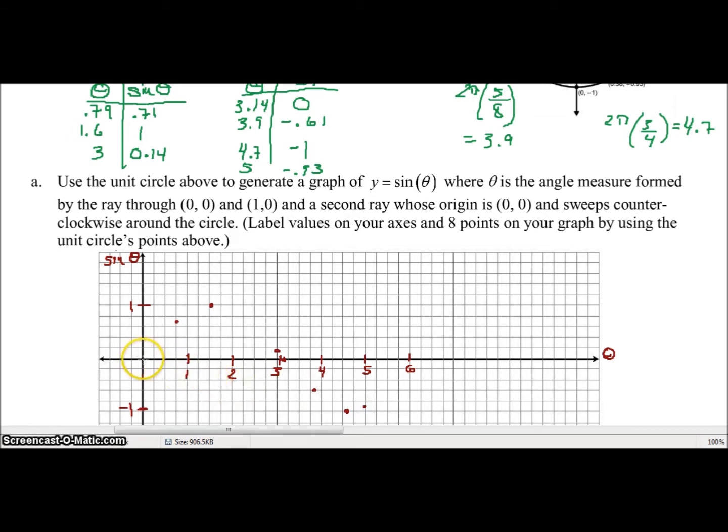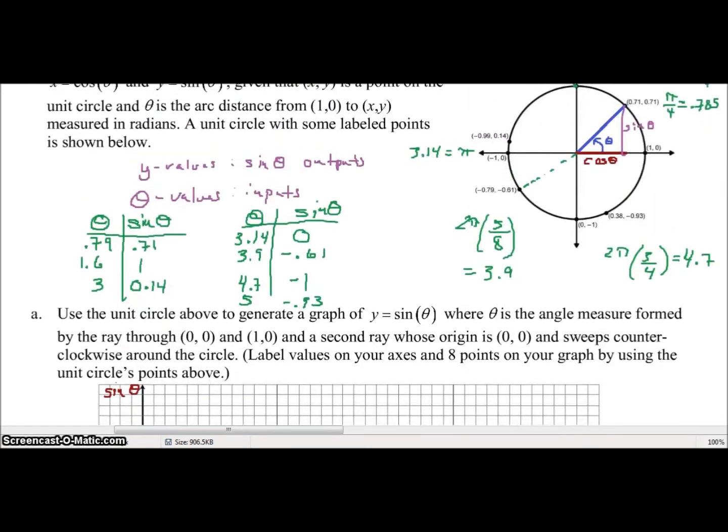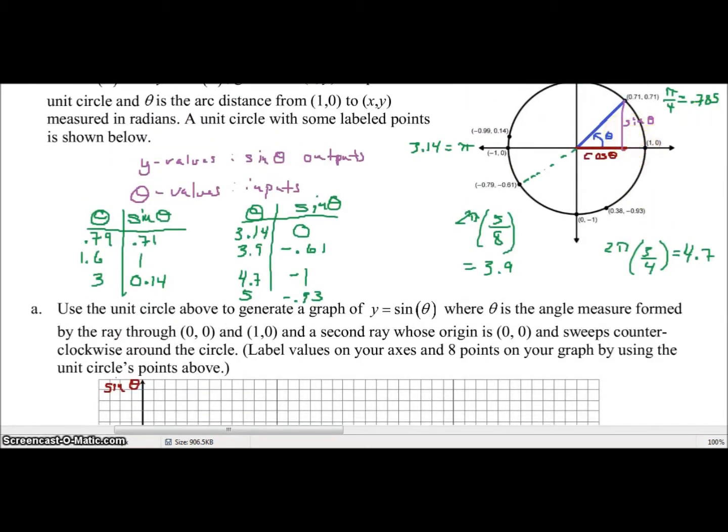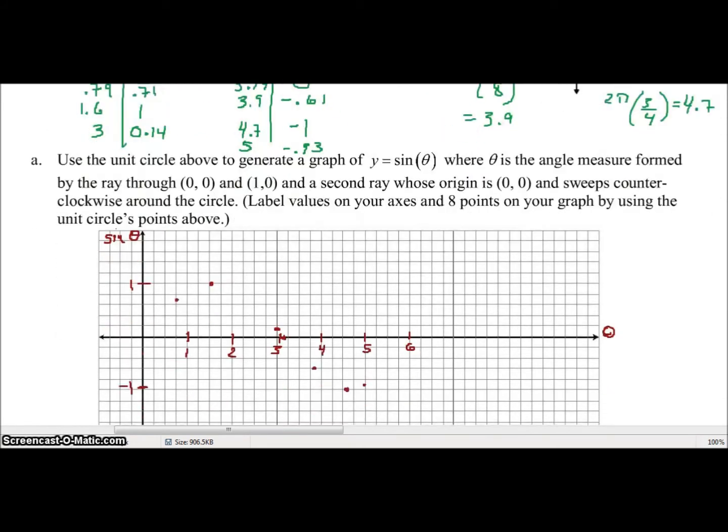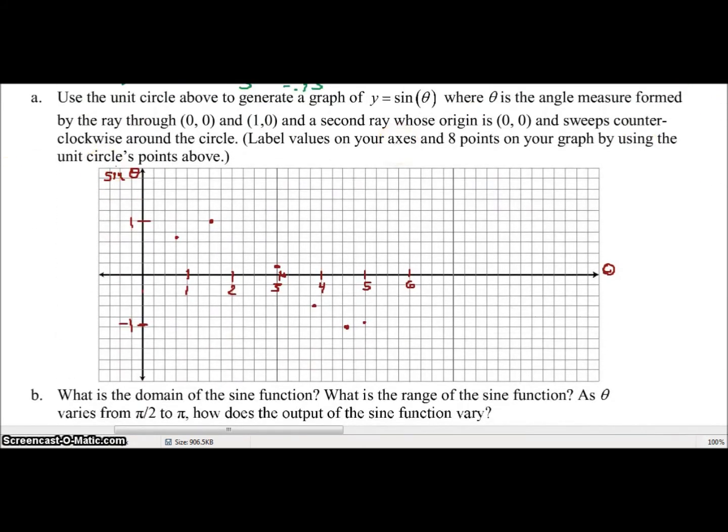And think about what would be at 0. When theta would be 0, we wouldn't have gone through any angle. This vertical distance would be 0 also. So we have something like this.